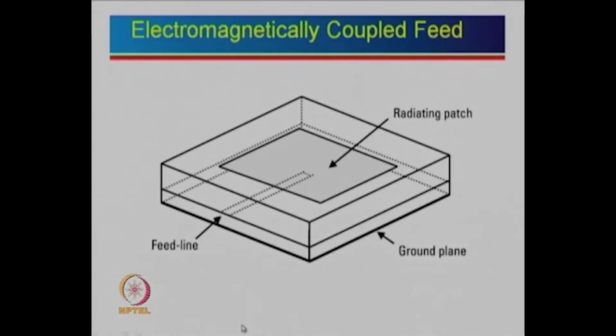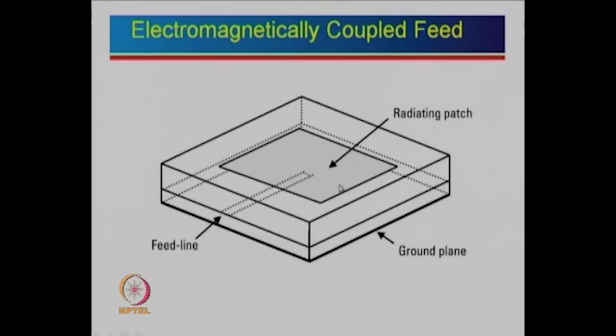Another way to feed is electromagnetically coupled feed. Actually speaking, there are two different substrates used here. There is a bottom substrate which consists of the feed line, and this bottom substrate can use the concept of MIC, that means high dielectric constant and thin substrate. So we can optimize the performance from the MIC point of view, whereas the top substrate is taken as a thick substrate of low dielectric constant, and then the patch is printed on that.